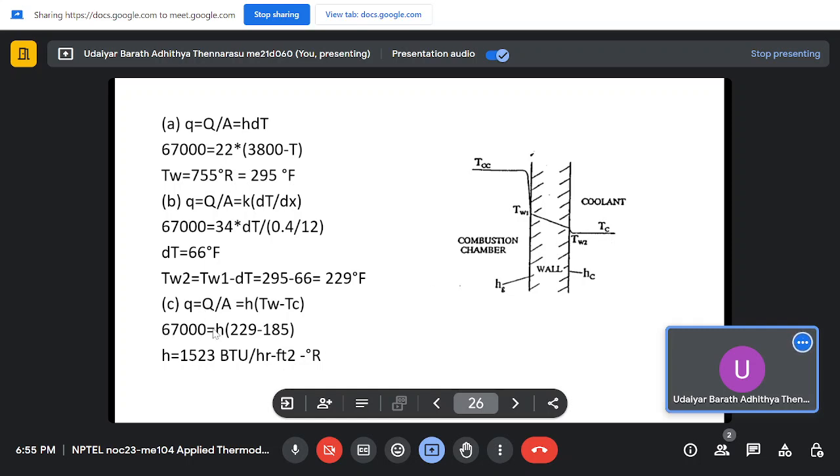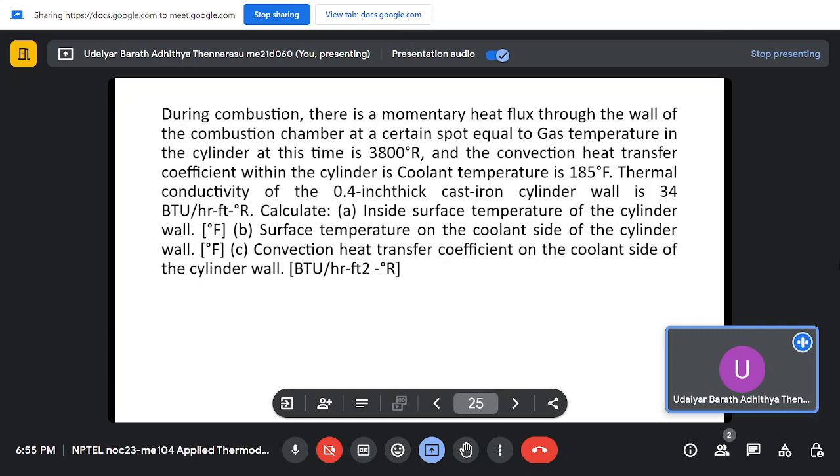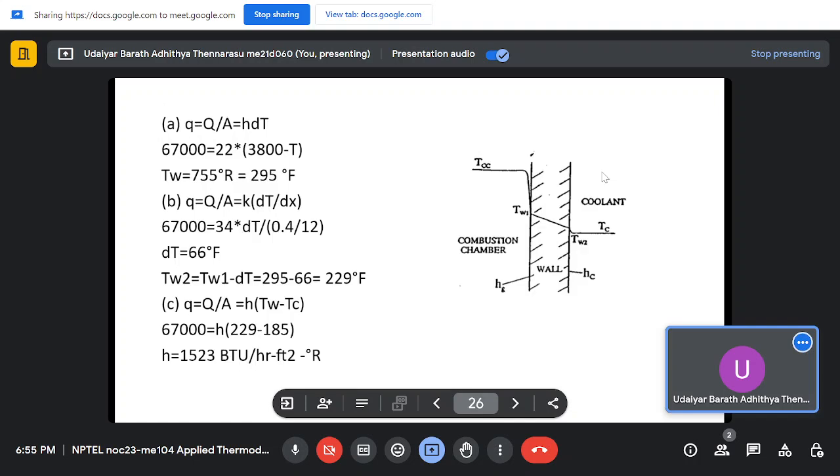So we know Q is 67,000 equals h, the outer wall heat transfer coefficient, times the outer wall temperature, 229, minus the coolant temperature, which is given as 185 degrees Fahrenheit. So with 229 minus 185, that gives me a heat transfer coefficient of 1523 BTU per hour feet square degree Rankine. So this was a simple heat transfer problem, and we have found all the temperatures and the heat transfer coefficient.